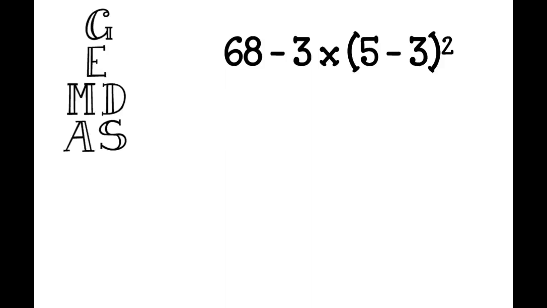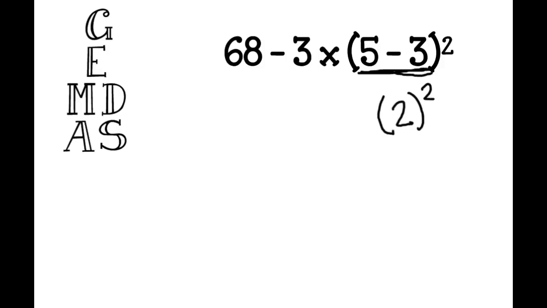It just helps me to go, okay, do I have any grouping symbols in this problem? And sure enough, I do. I have some grouping symbols right here. So I need to do what's on the inside of that. So 5 minus 3 is 2. Then I very neatly bring down everything else.